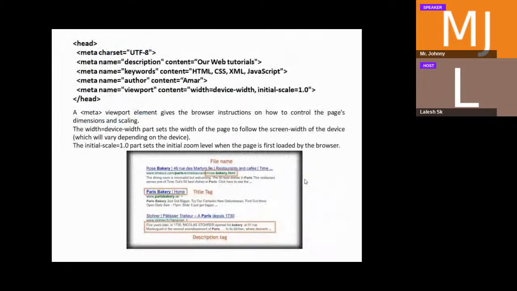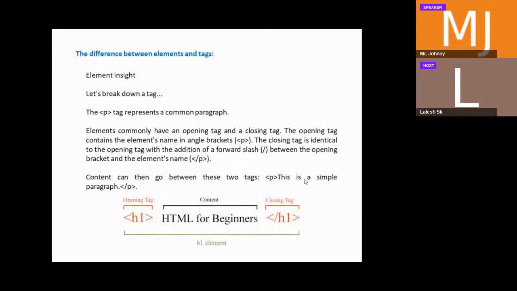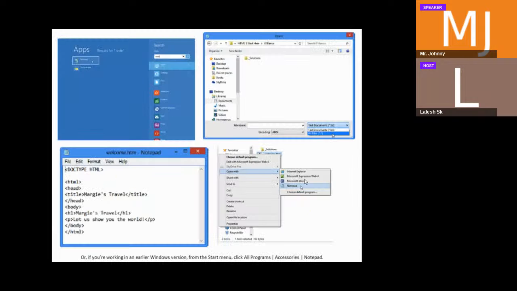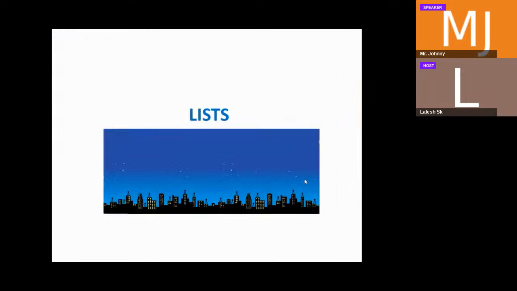Next, I have discussed description, keywords, and author; viewport we will discuss. Meta charset: in most editors, you will get these tags by default, so you need not type them. Next we discussed the difference between an element and a tag. This is about attributes, tag and a value.